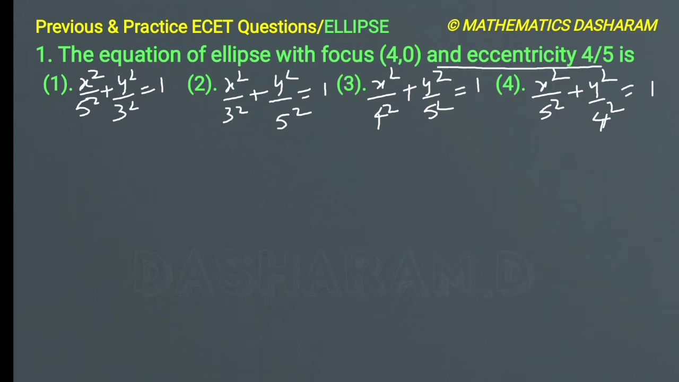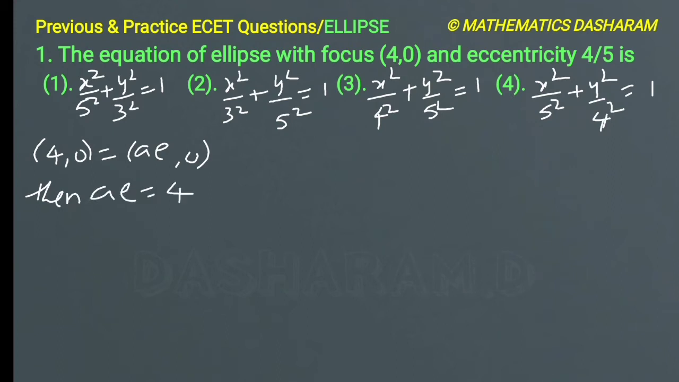0 and eccentricity is 4 by 5. So here focus is 4, 0. We should compare with AE, 0. So actually there are two foci for the ellipse, plus or minus AE, 0. But in this question he gave only one focus, the positive one. So then 4, 0 compare with AE, 0. So then AE equals 4.